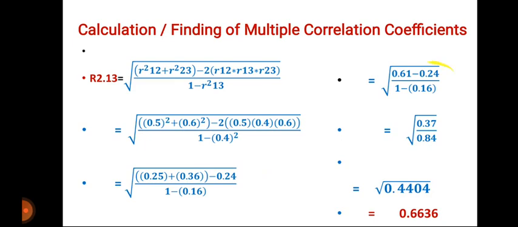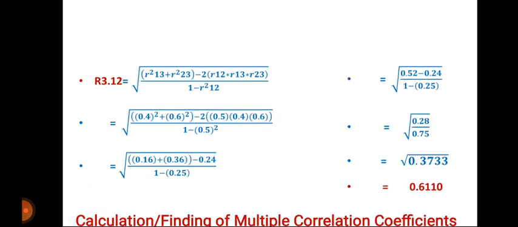This is the multiplication and square step. Number 4 step, addition only. The addition of these two is 0.61. Then subtraction, the subtraction of these two is 0.37, and the subtraction of these two is 0.84. Then division, 0.37 divided by 0.84 is equal to 0.4404. After division, take the square root of 0.4404, which is equal to 0.6636. This is the answer of your R2.13, the multiple correlation coefficient of the second variable with first and third variable.